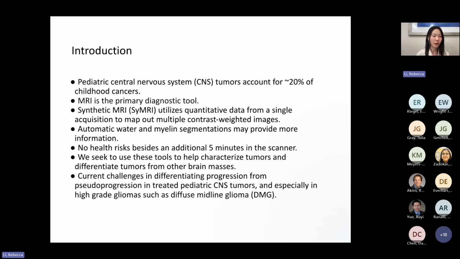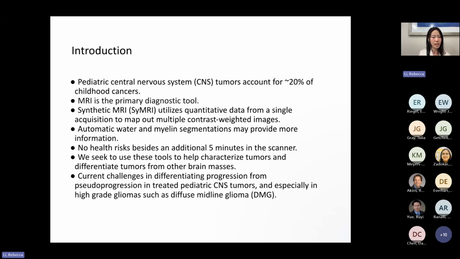So to give some background, pediatric CNS tumors account for 20% of childhood cancers, and they're the leading cause of cancer-related death in children in the US. And so it's very important that we try to find improved diagnostic techniques.